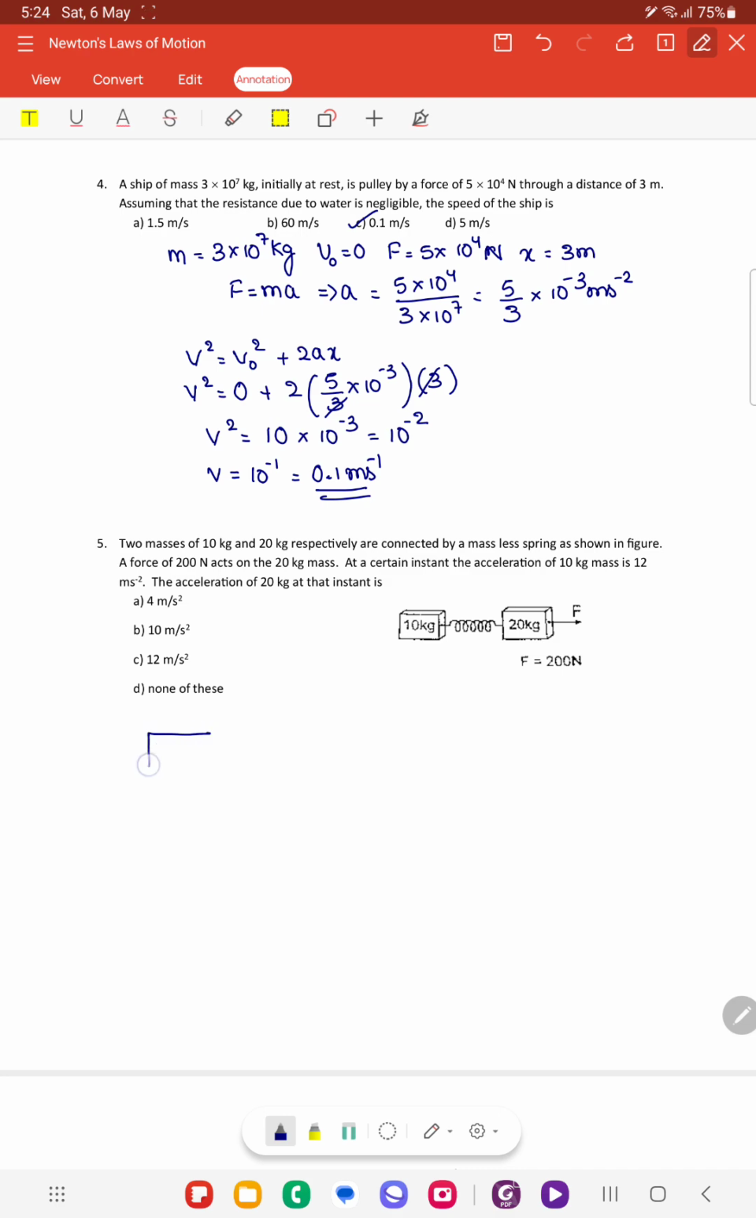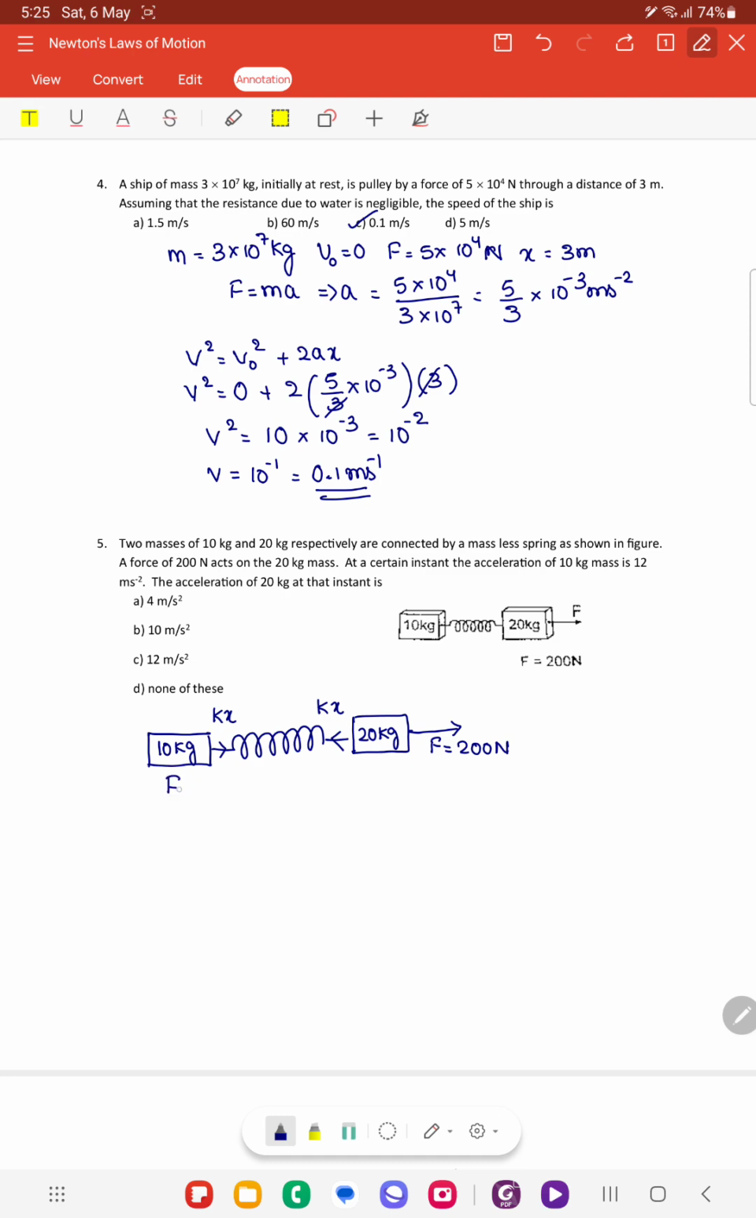So, we have two objects, 10 kg and 20 kg. They are connected by a massless spring, and the force acting on the 20 kg mass is F equals 200 Newton. Since the force is applied on the 20 kg mass, the restoring force acts on the spring, which is given by K into X. Here for the 10 kg object, it is K into X.